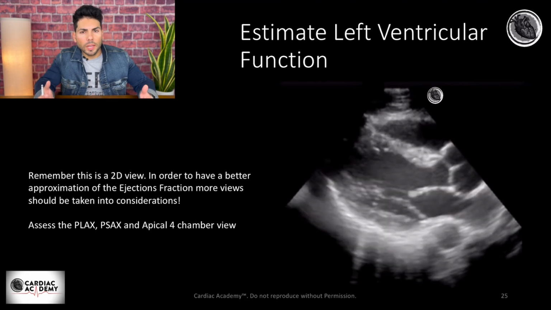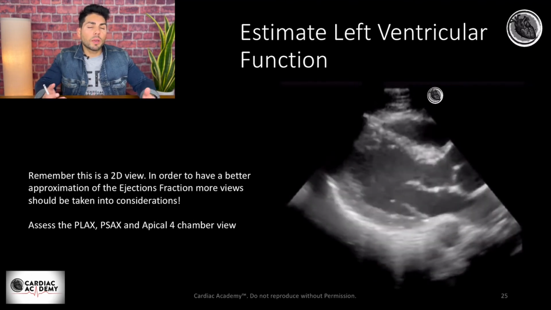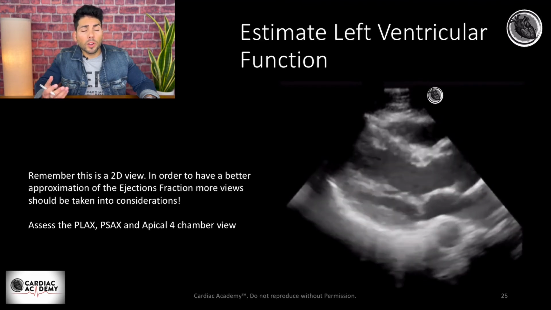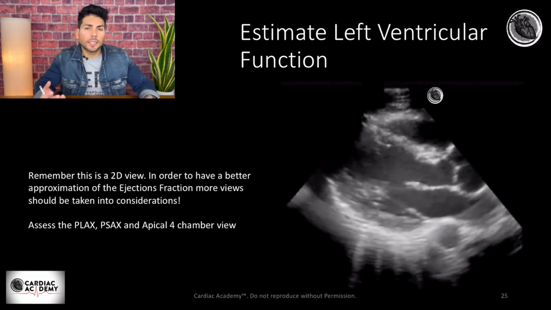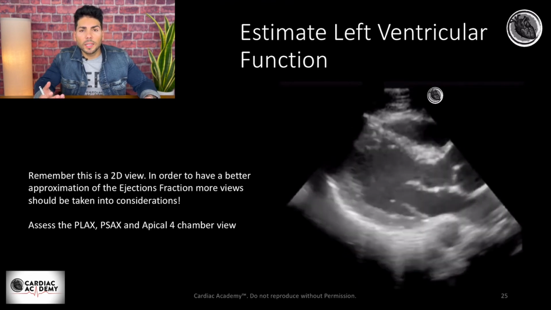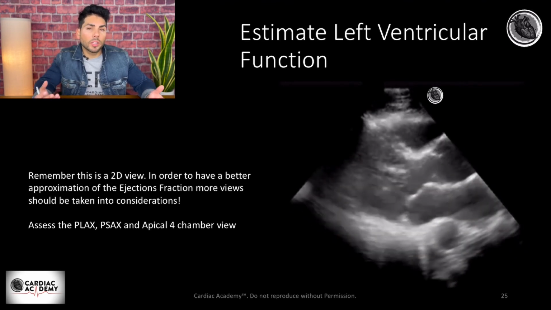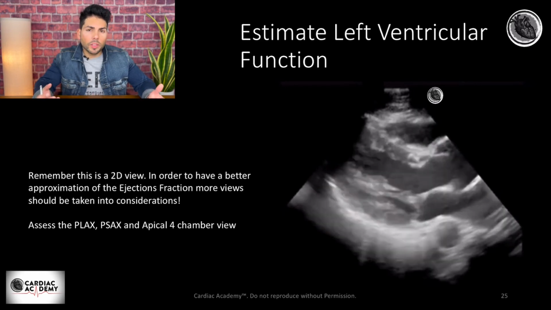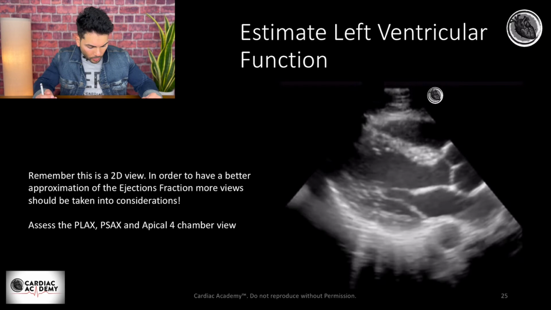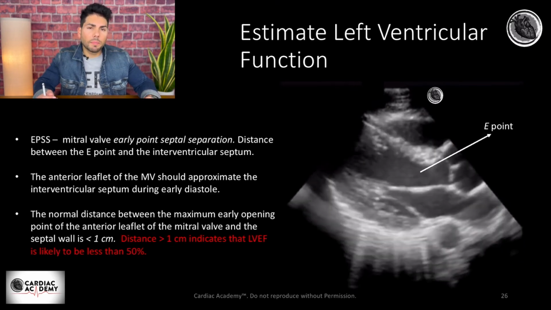However, the parasternal long axis view can be pretty helpful, especially when you're doing point of care echocardiography in a patient that is lying on their back, and you're just trying to quickly assess their ejection fraction without doing an official echo. So there's a few things we need to look at, and we'll go through that right now, okay? So let's start with the EPSS.